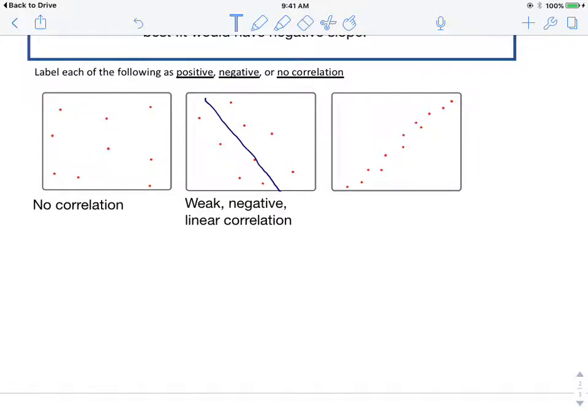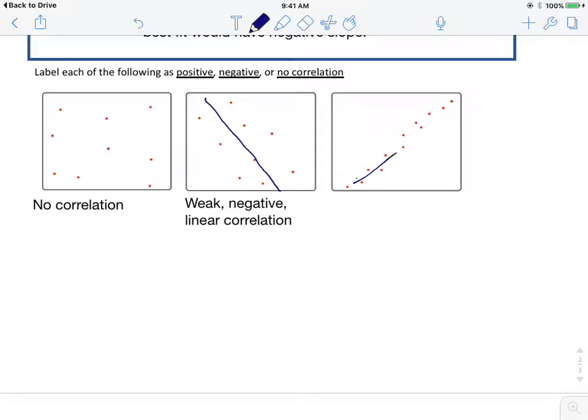It should be noted that a nonlinear graph can be weak or strong, but isn't necessarily positive or negative, especially if it's increasing on part of it and decreasing on another. Now our third example here, we can see the data is close together, so it'll be a strong correlation.